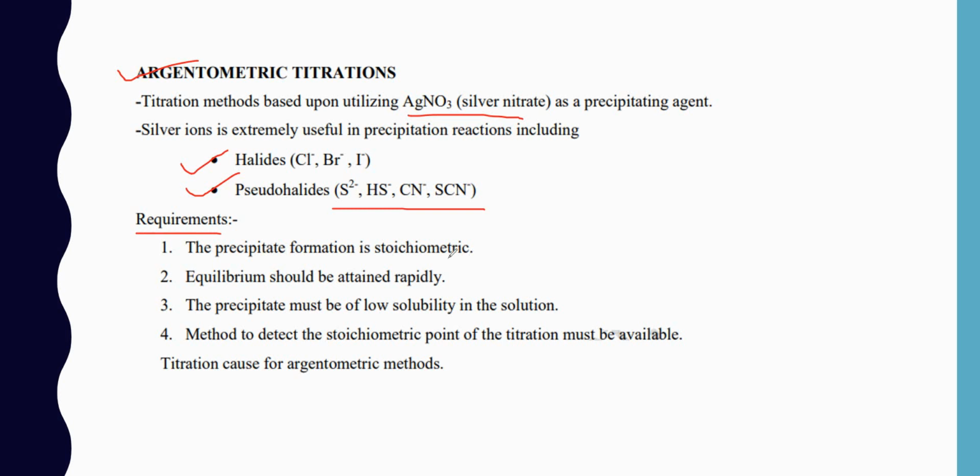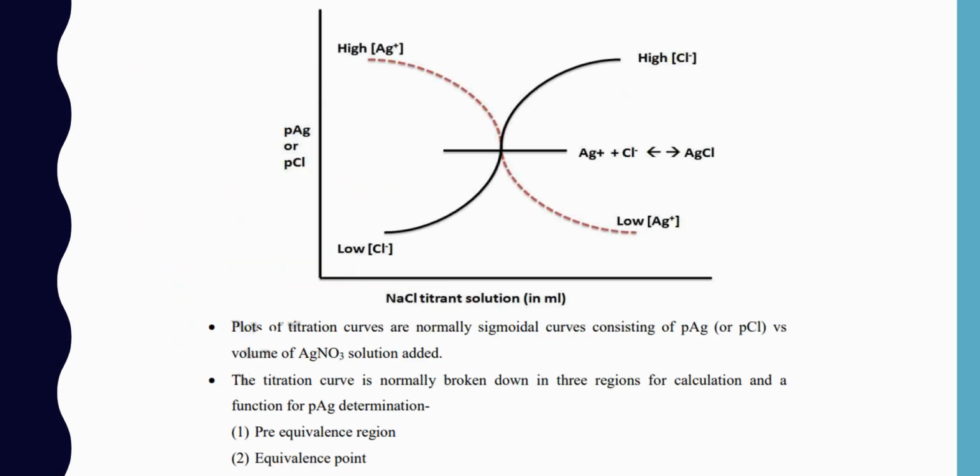Requirements: the precipitate formation is stoichiometric. Equilibrium should be attained rapidly. The precipitate must be of low solubility in the solution, and a method to detect the stoichiometric point of the titration must be available, so the endpoint can be easily detectable. It should give a specific endpoint, and the precipitate should be of low solubility after its formation. These are the basic requirements for argentometric titration. Where silver nitrate is used, you call those precipitation titrations argentometric titrations.